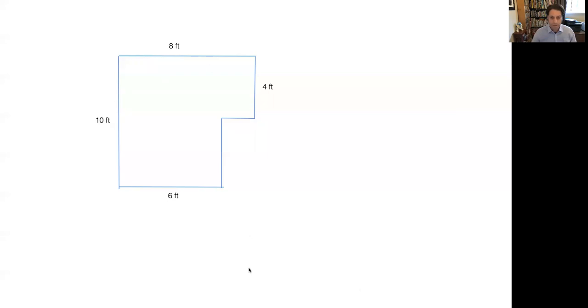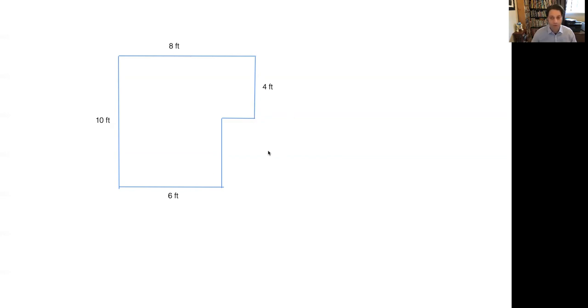So I created here what we call a composite figure. It does not match any shape that we know. It's not a rectangle, it's not a square, it's not a triangle, it's not a circle, etc. And our task is to find the area of this shape. First of all, you might notice that there's some missing numbers. We know the top side measures 8 feet, the left side measures 10 feet, the bottom 6 feet, and this little part measures 4 feet. We are missing this number here, and we're missing this number here.